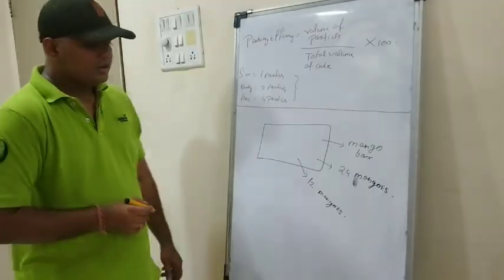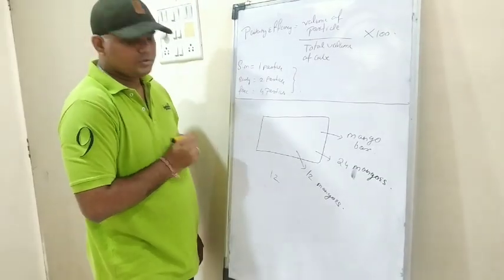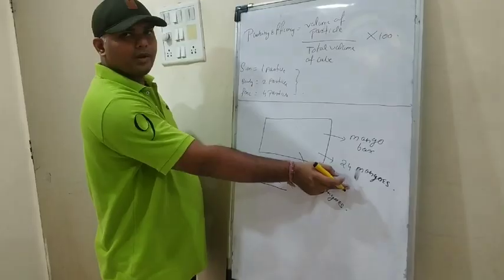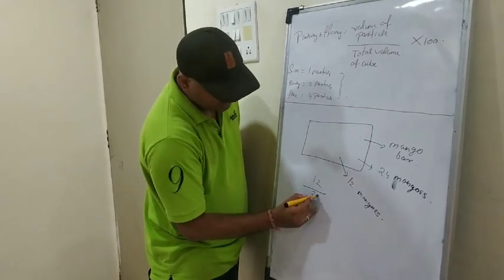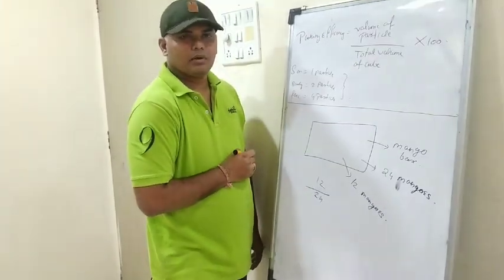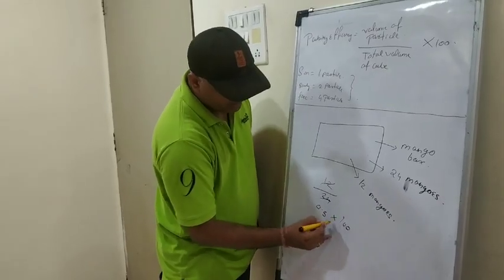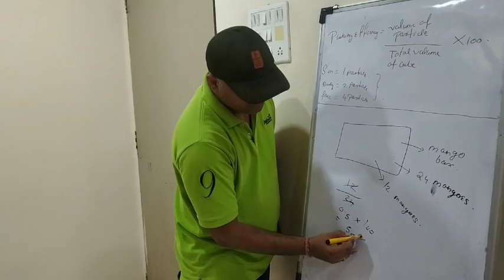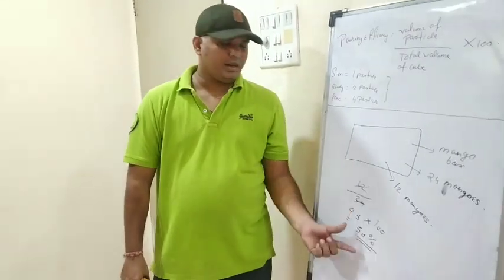So how many particles are there? 12 particles of mangoes are there. Divided by the volume of the box, what is the volume of the particular box? It is 24, right? It will be 0.5 into 100, that is equal to 50%, right? So are you able to understand? This is a very simple example I have given you, right?